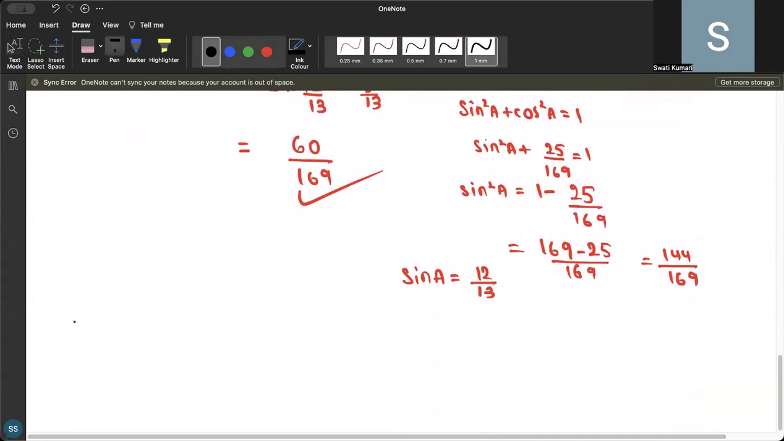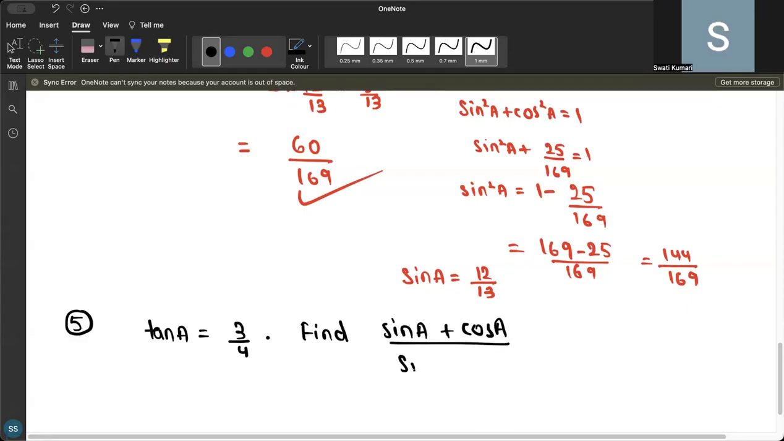We'll go to the next question, question number 5. After this, 5 more questions left because this video is all about doing 10 questions. The next question is tan A is given 3 by 4. Find sin A plus cos A upon sin A minus cos A.